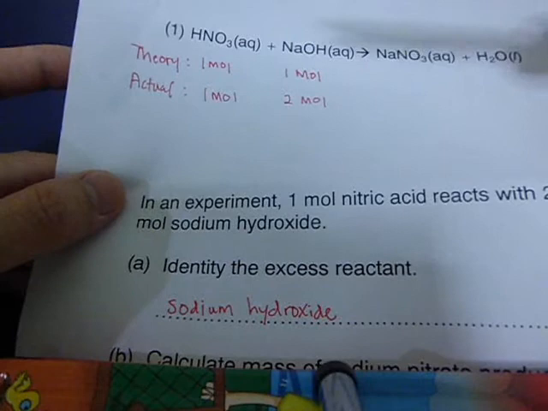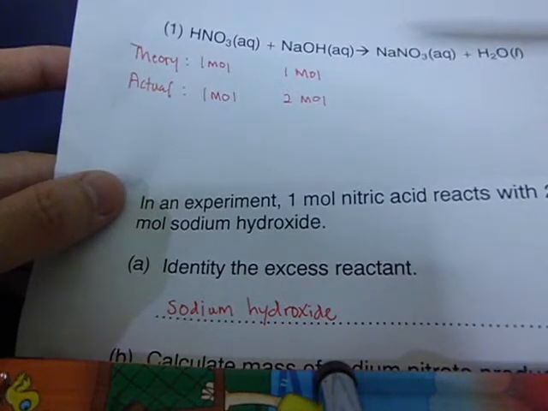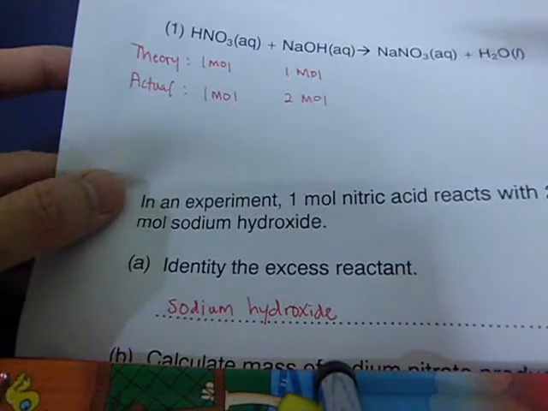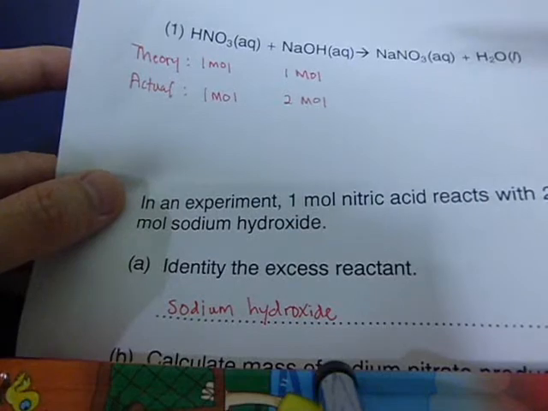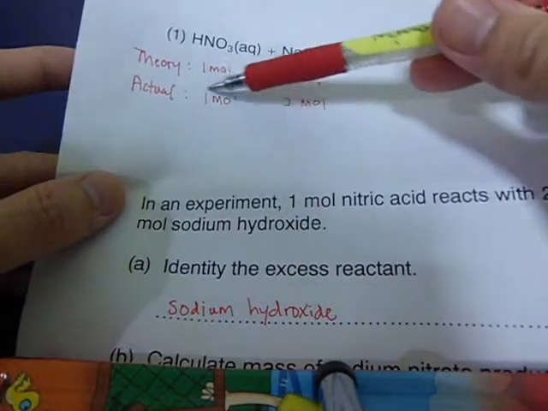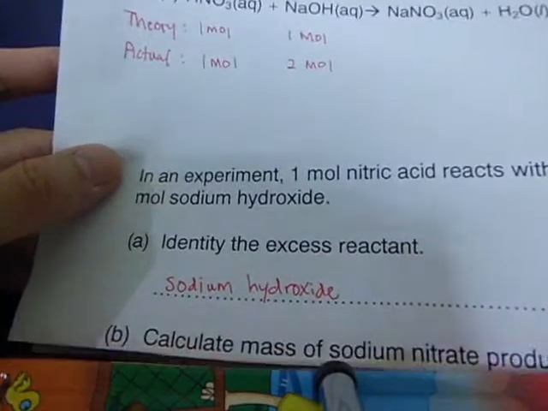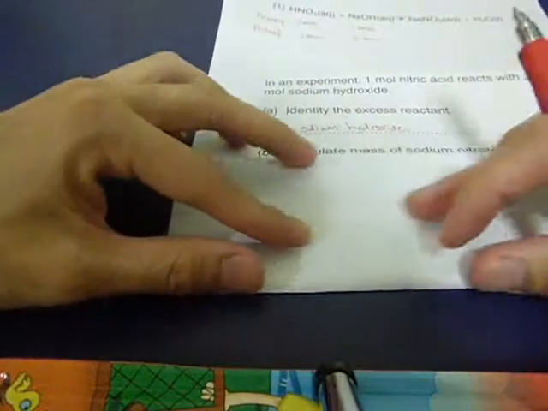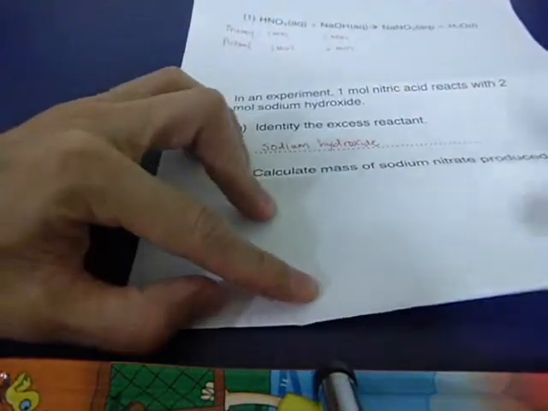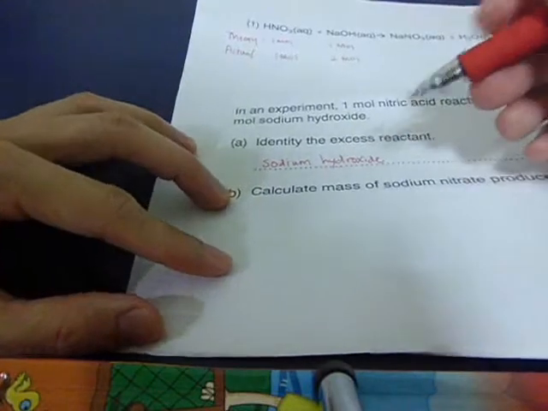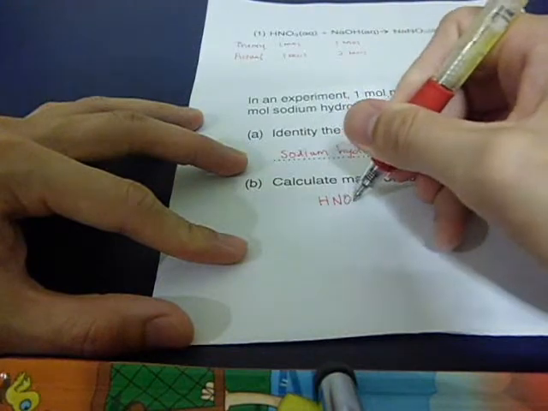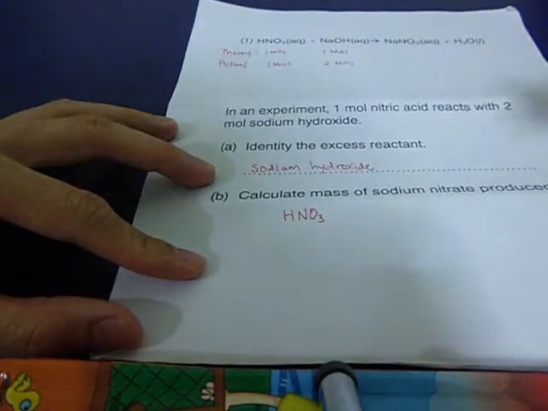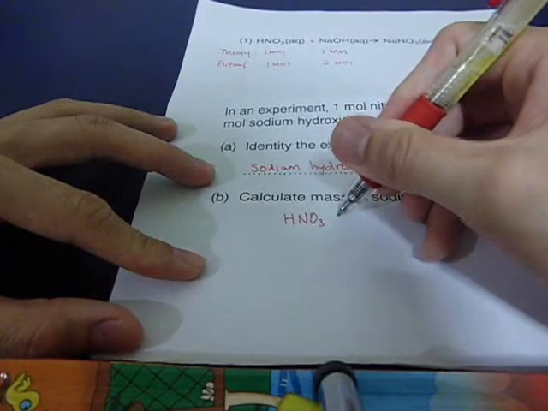Therefore, we do not use the excess reactant to calculate the amount of product that we'll get. The amount of product that you will get in a chemical reaction always depends on the limiting reactant. So in this case it is 1 mole of nitric acid. The working is very simple. The limiting reactant in this case is HNO3, so you have to look at the mole ratio.